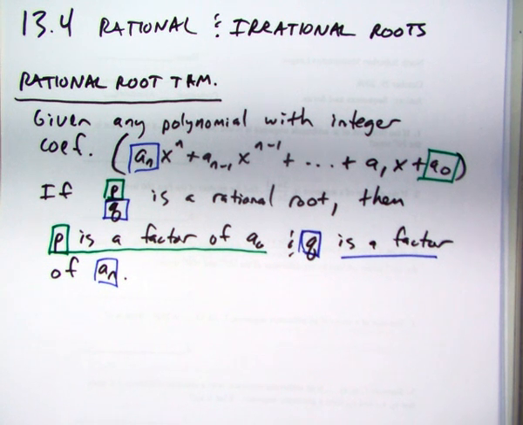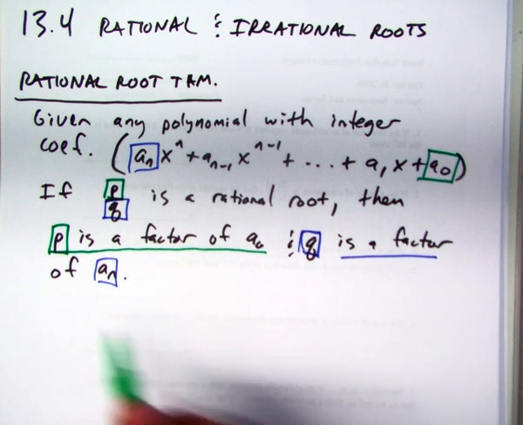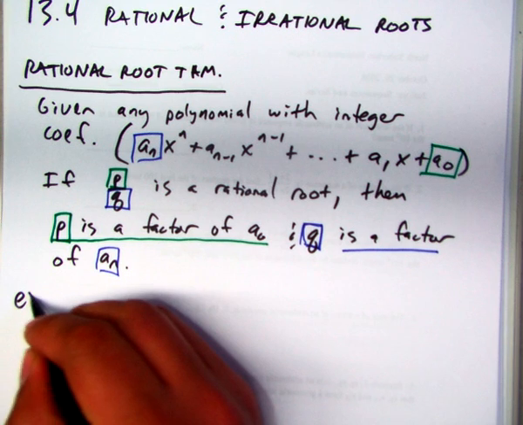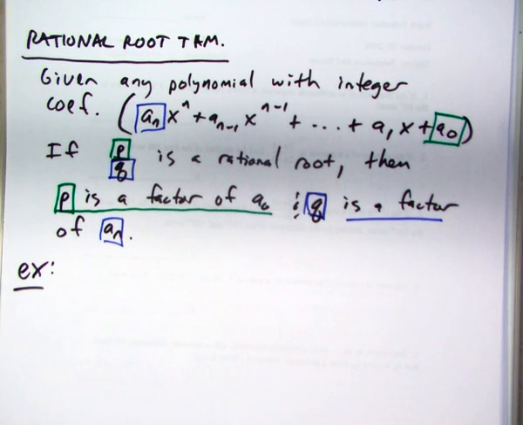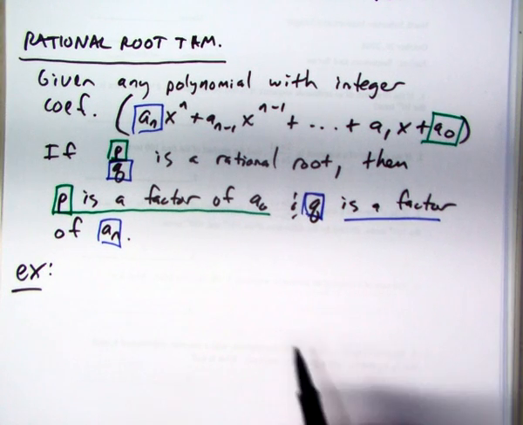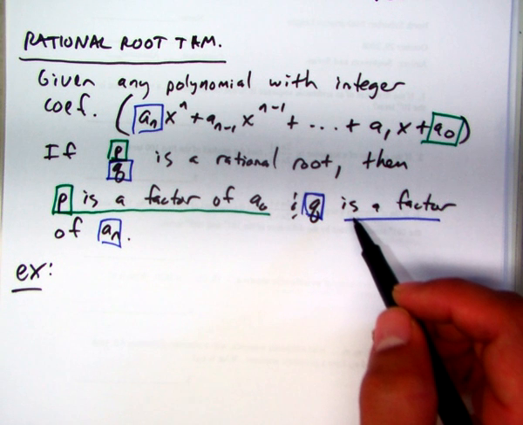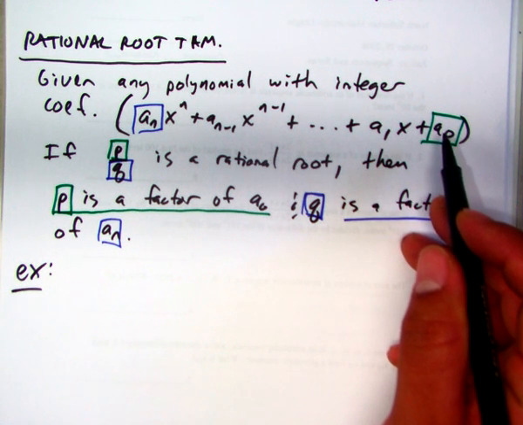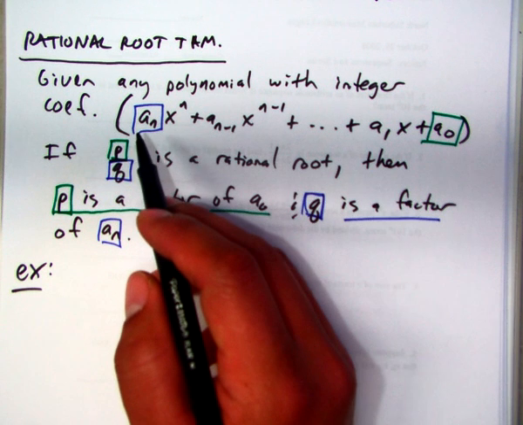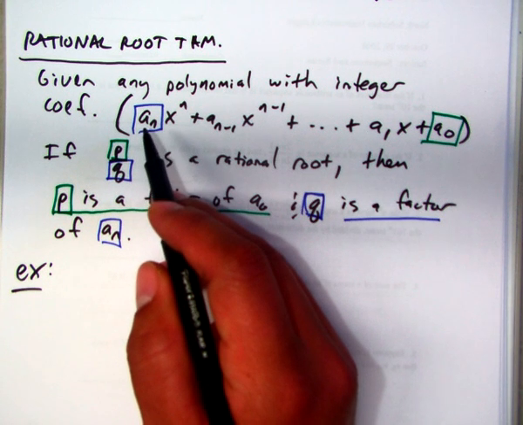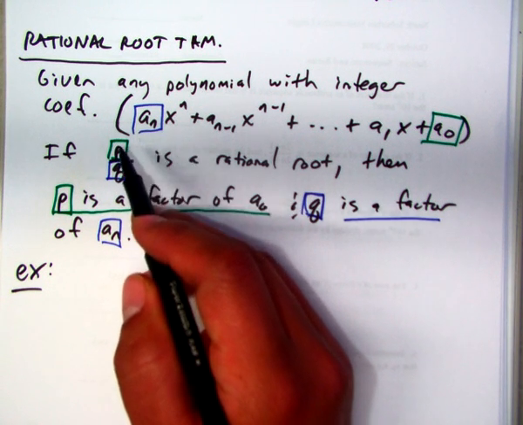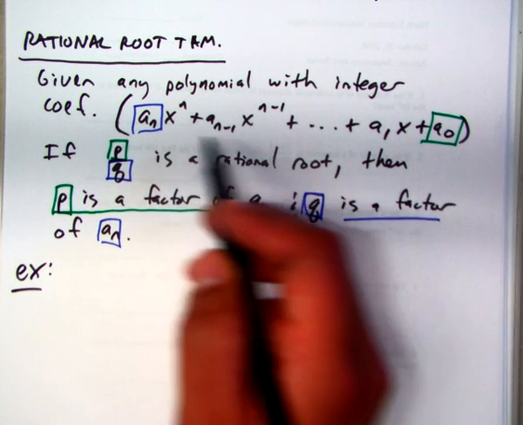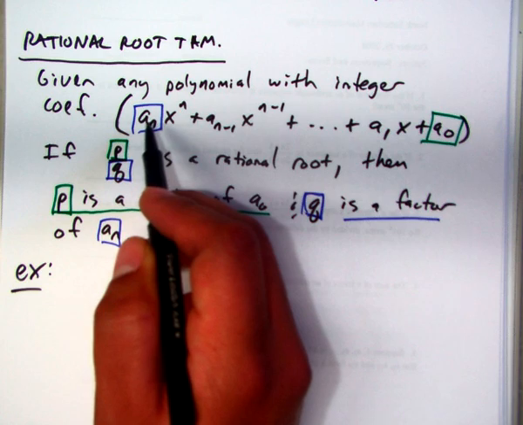So if there's any rational roots for a polynomial, and we'll look at an example, then those rational roots have factors in the numerator that come from this last number, this constant a0, and the possible factors in the denominator would come from the leading coefficient, which is a sub n. So that's what we mean by p's and q's. Your p values come from the last number here, and your q values come from this leading coefficient here.